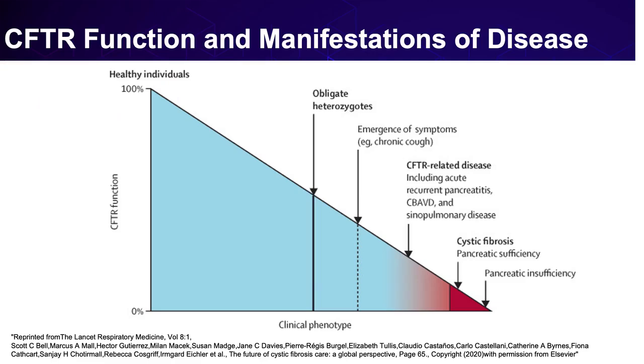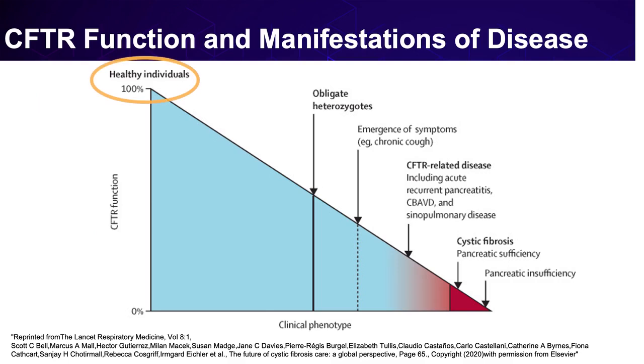You also heard from Sarah about the different variants that occur in people with cystic fibrosis. Some of those variants cause no protein to be made and no transport of chloride. Other mutations allow for some residual function of the chloride channel. In this graph, on the y-axis, we're looking at CFTR function, and on the x-axis is clinical phenotype.